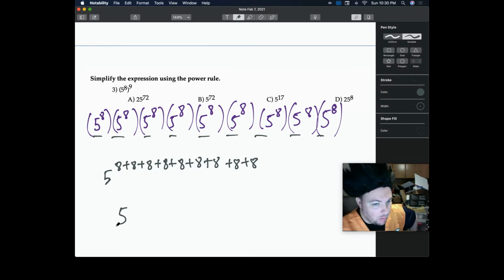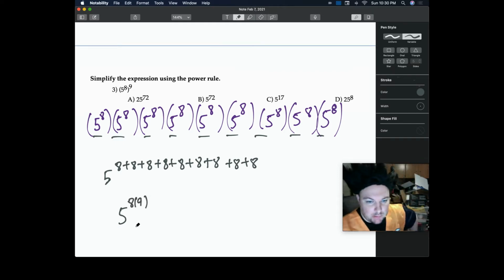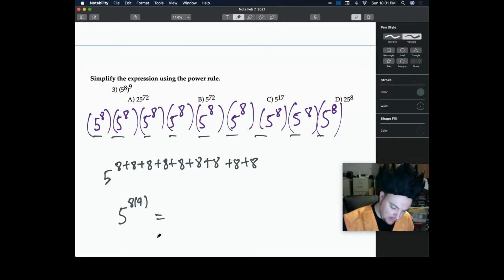And this is the important part. So what do we realize? It's 8 times 9, right? When you do group addition, it's actually just multiplication. So what's 8 times 9? 8 times 9 is 72. And there we have it.